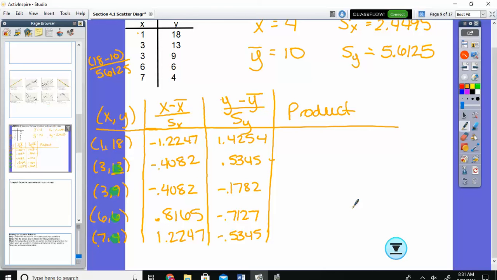Yes, ma'am. I got all those points except for the last one. Did I make a mistake? Yeah, I typed in 7, I think, instead of 4. Okay, so you should do 4 minus 10 divided by the 5.6125. Alright, is that better? Okay, thank you. And then what do we have to do for this final column? Multiply. So you're just taking these two things and multiplying together, the one we got in our x's and the one we got in our y's.